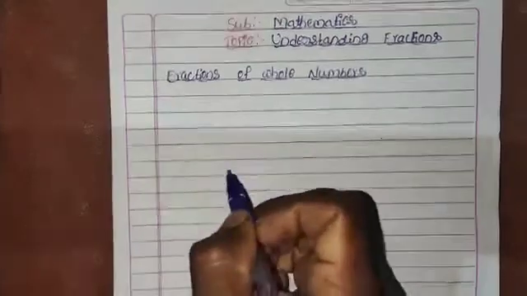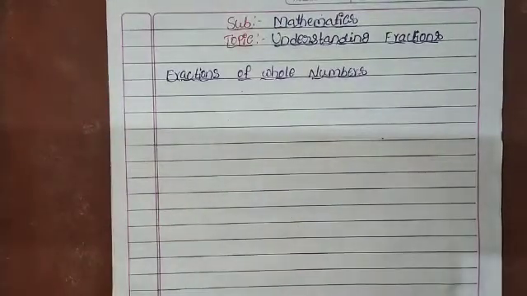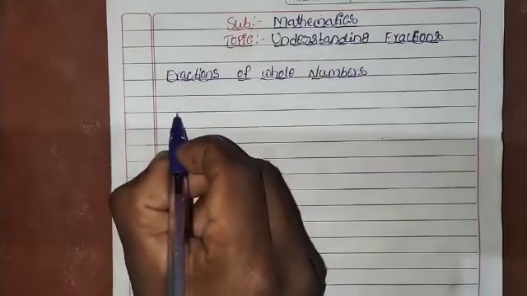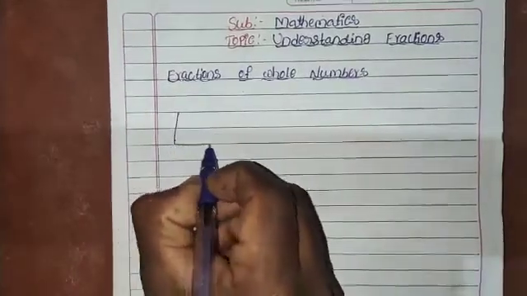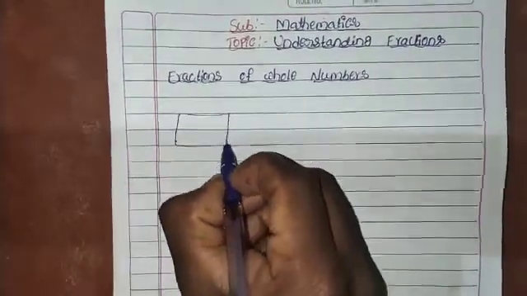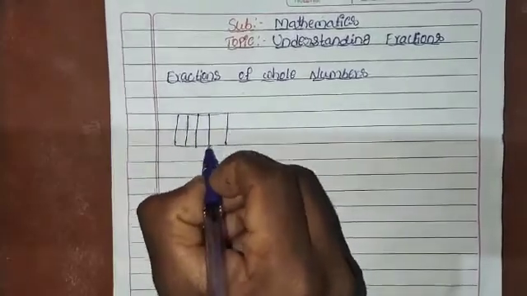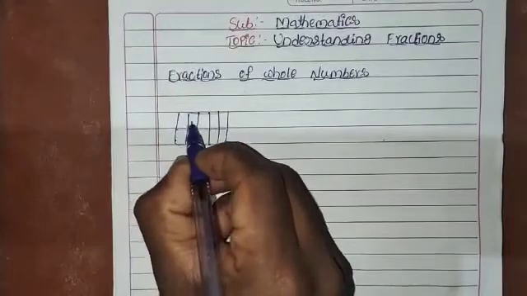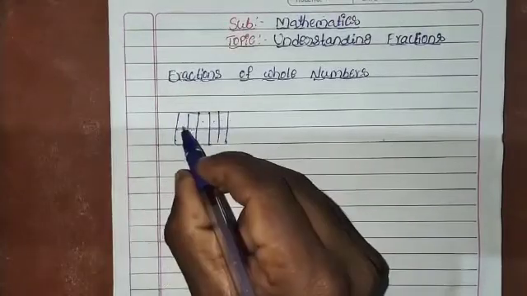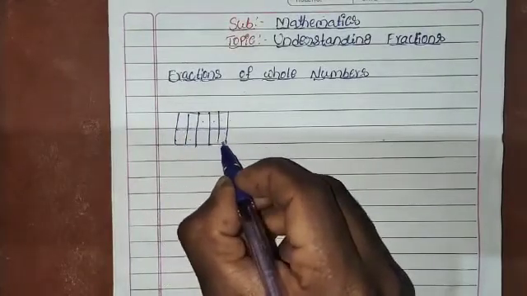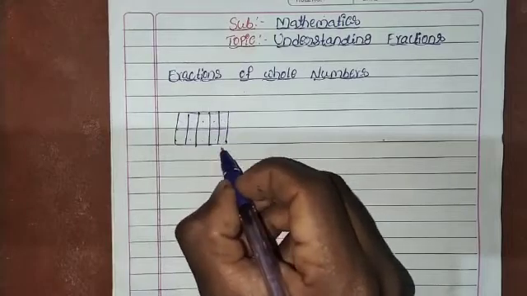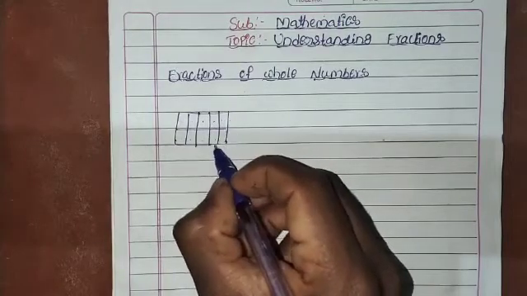What is the meaning of fraction? We know that a fraction is a part of a whole. For example, here we have one box. This box is divided into parts. How many parts do we have here? 1 2 3 4 5 6 7 8 9 10, it means 10 parts. The total box is divided into 10 parts.